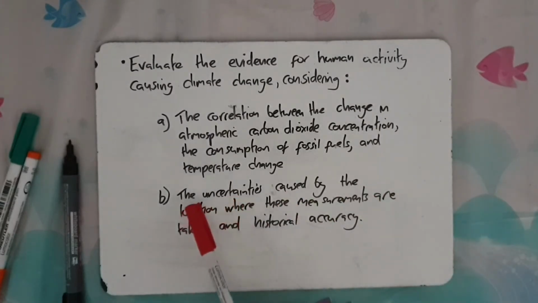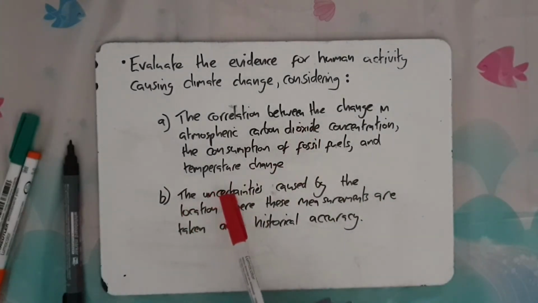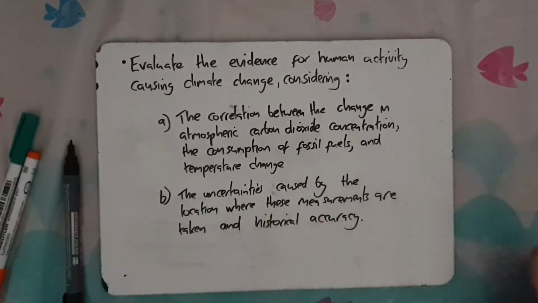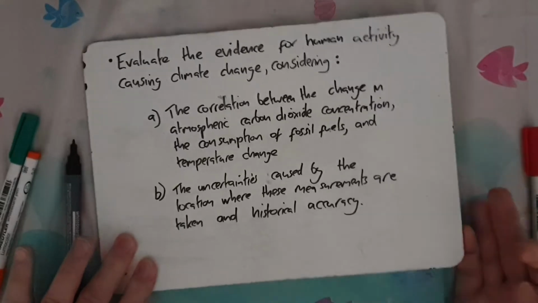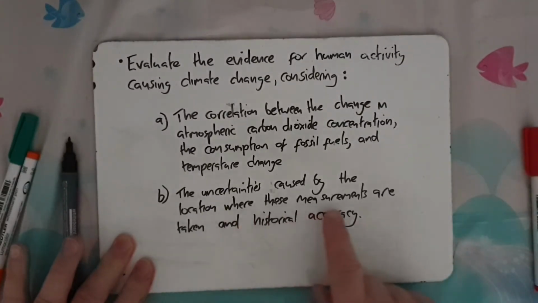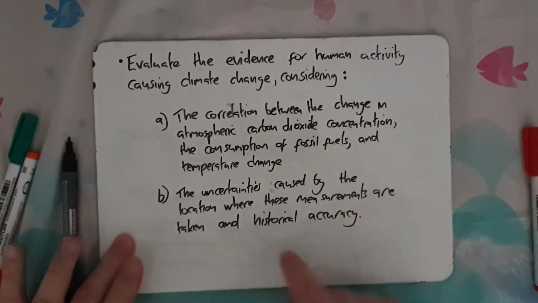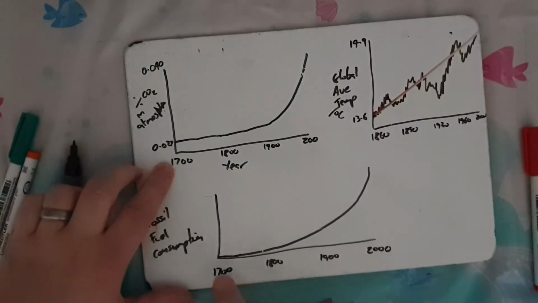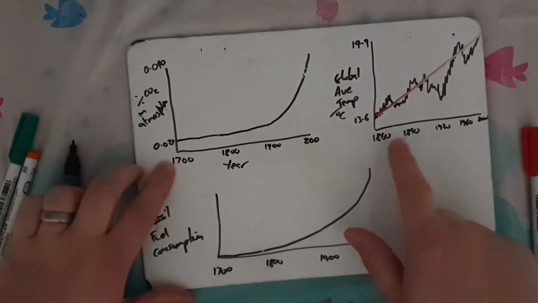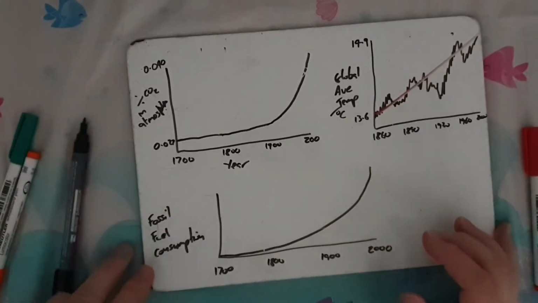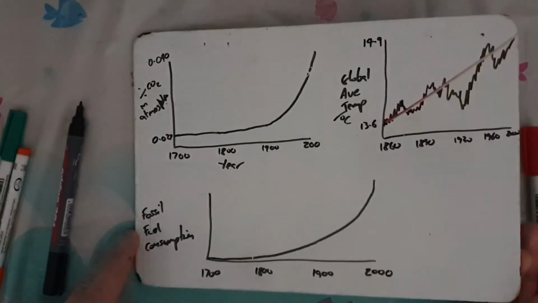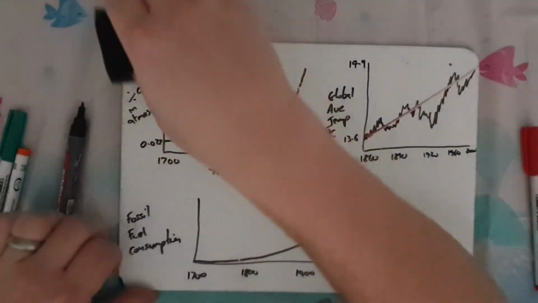This next part though, you also have to consider the uncertainties caused by the location where these measurements are taken and their historical accuracy. So we need to look at the location and the historical accuracy and the uncertainties. If we look at this, we're talking about data that's 300 years old, or even this one, 160 years old. How accurate is that data and where was it done?